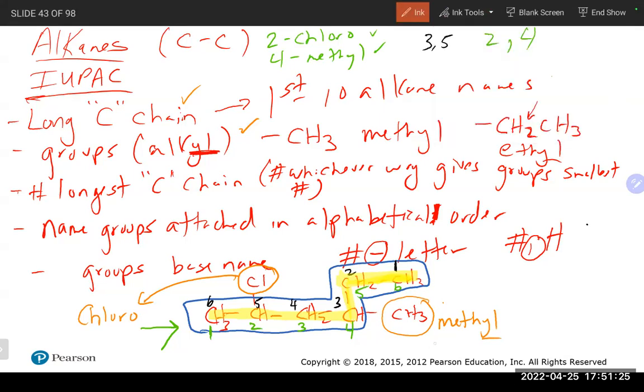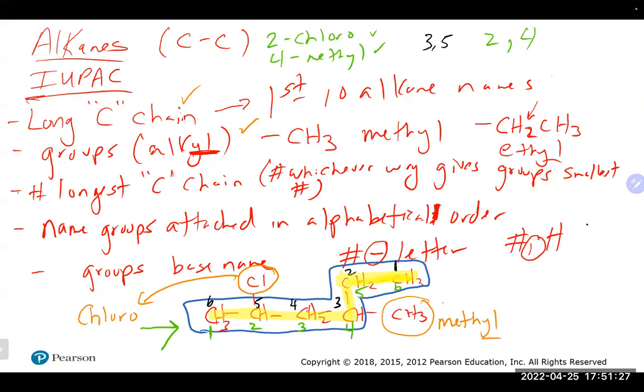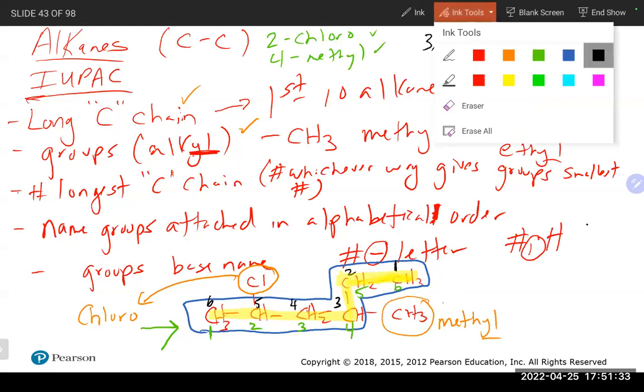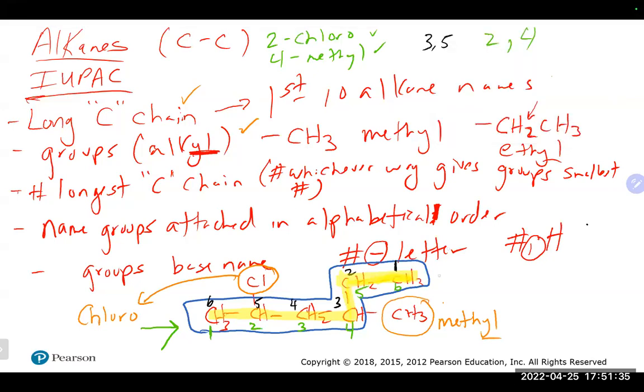Going alphabetical, which means chloro should come first. So regardless of the number, this would be 2. If I had something to write with, it would be 2. Try that again. It would be 2-chloro-4-methyl.